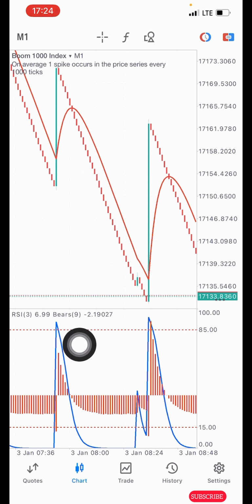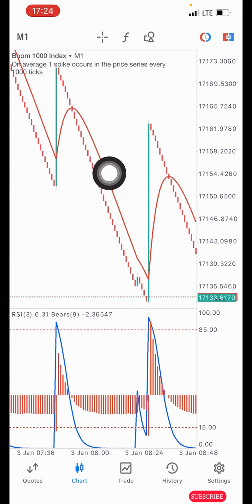from the indicator window here, then you are going to observe here on the main chart. You see this red line here, it's serving as the support and resistance line. The moving average here is serving as your support and resistance on the 1 minute time frame. This is boom 1000, and this strategy works perfectly on boom 1000 and crash 1000. So make sure you take note of that.